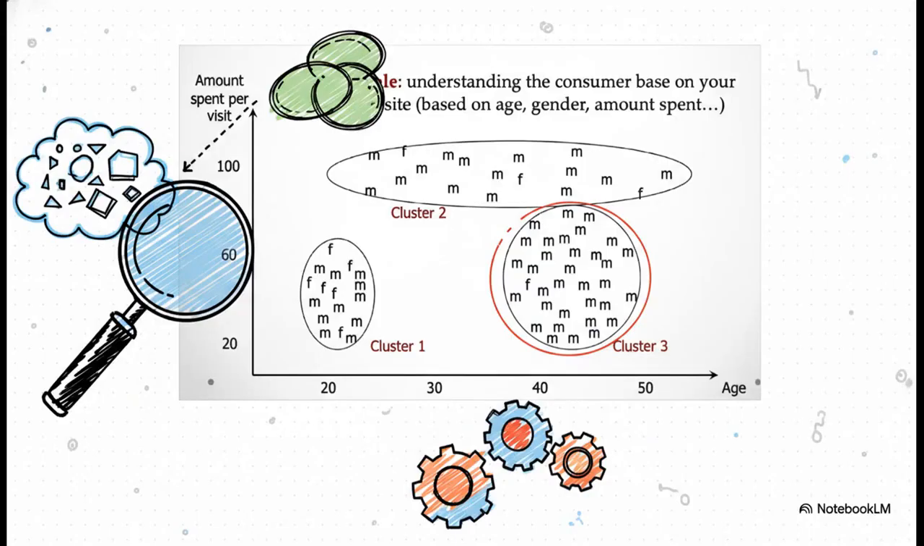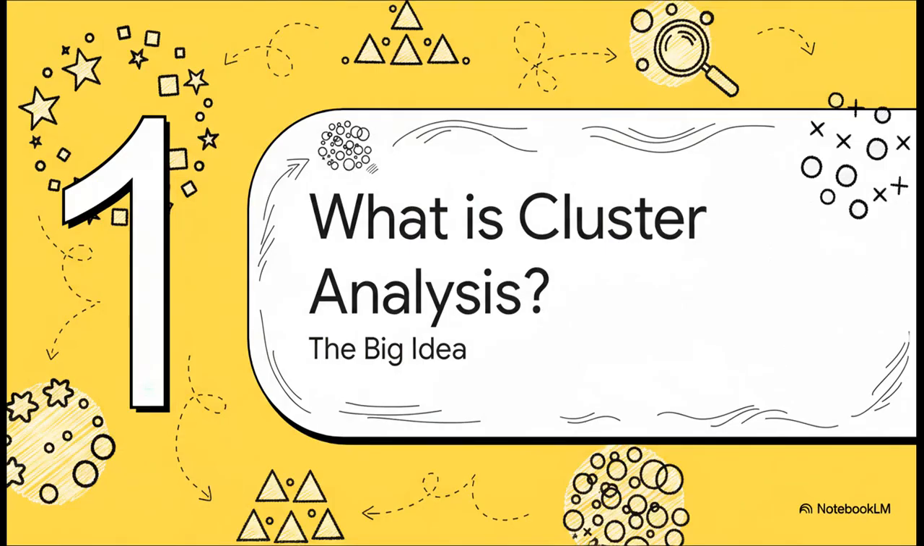Okay, take a look at this. It's a chart showing customers' ages and how much they spend. Now, you and we can probably spot three distinct groups just by looking, right? But how in the world can a machine do this automatically, without anyone telling it what to look for? That's the big puzzle we're going to solve today. And the answer to that puzzle has a name.